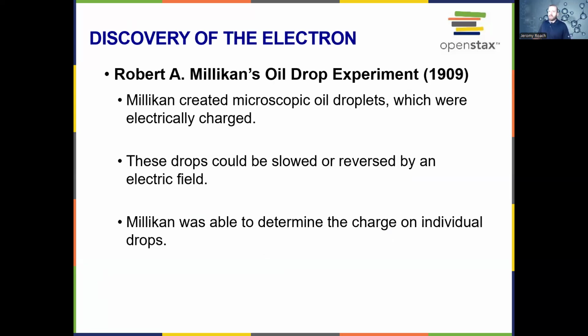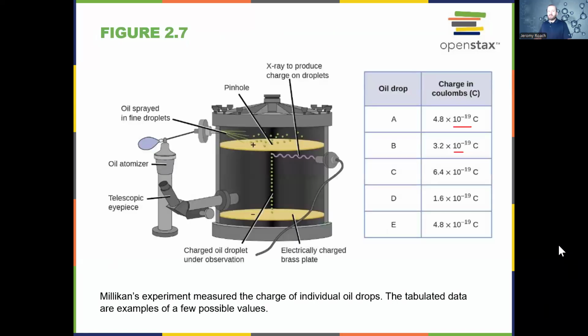Robert Millikan, he also was a contributor to the scientific discovery of the different parts within atoms. He created these microscopic oil droplets. He was able to spray oil, which were electrically charged, in order to make some calculations about their charges. And he found that these drops could be slowed or reversed by electric fields. He was able to determine the charge on these individual drops, and he was able to measure them using this device.